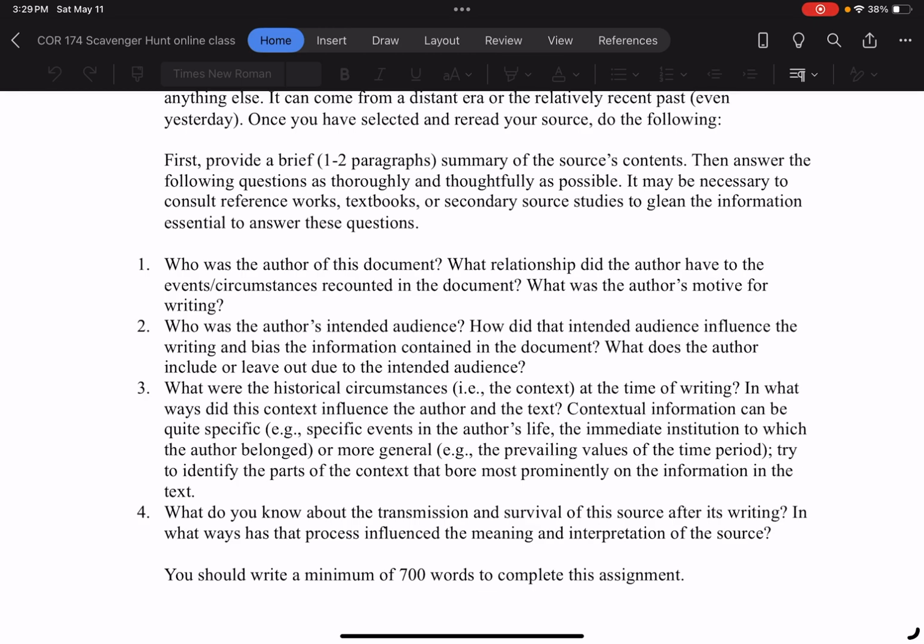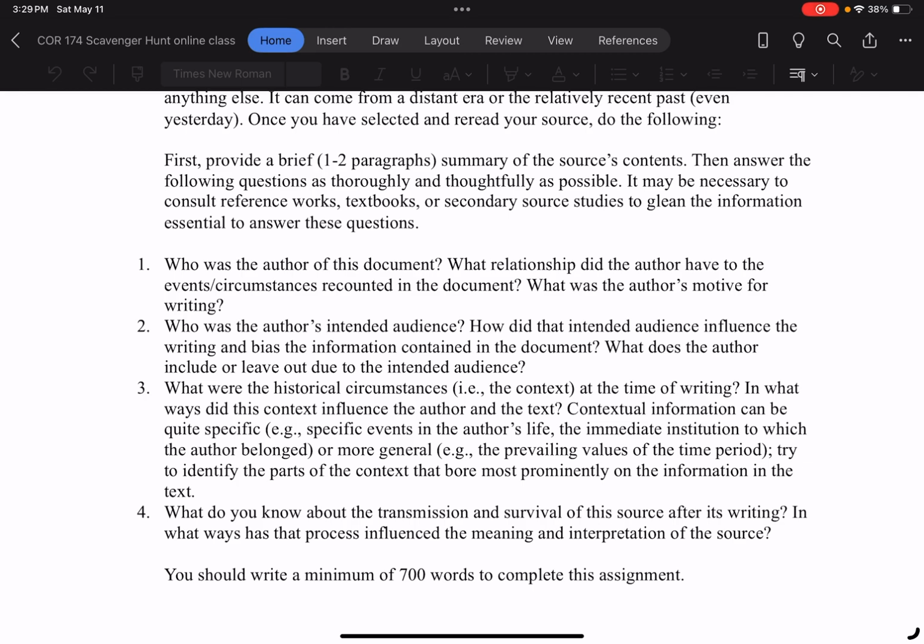And then you answer these questions. One, who was the author of this document? Don't just name them, but try to say the author lived at this time, and this is what the author was doing when he or she wrote this source.